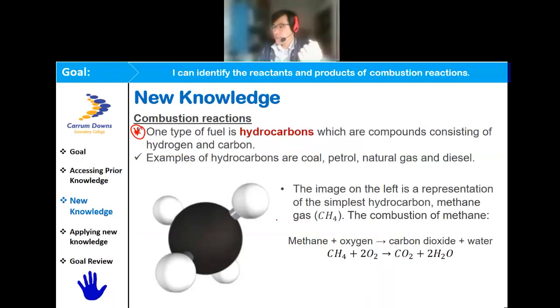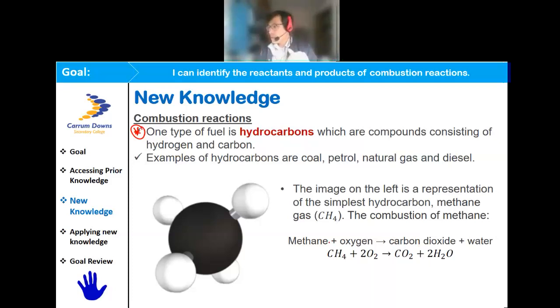Now here we got an image of the simplest form of hydrocarbon. Okay, so that's methane. You may have heard of methane before. It's usually sold in the small cans. Okay, so methane, or also the gas that we use at school for our Bunsen burners. That's also methane as well. Okay, so you can see here that methane, when it reacts with oxygen, will create carbon dioxide and water. So every fuel, when it burns in oxygen, will create carbon dioxide and water.